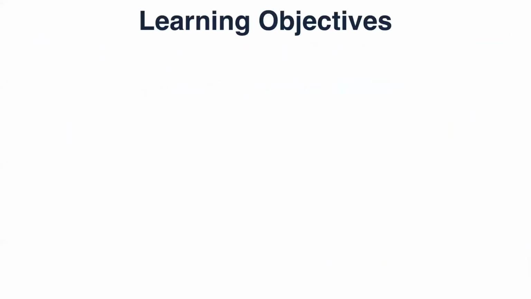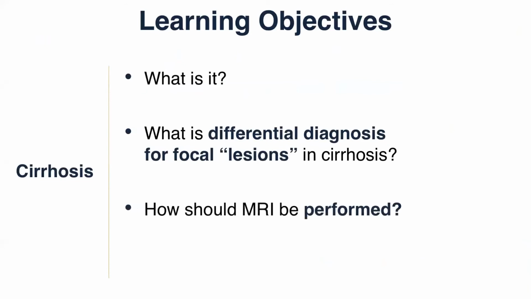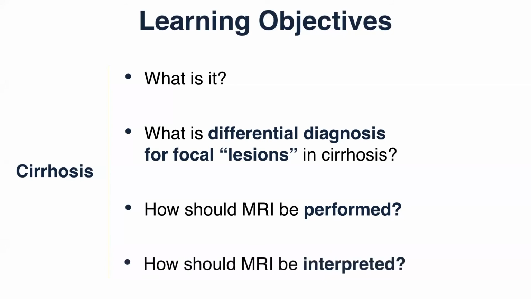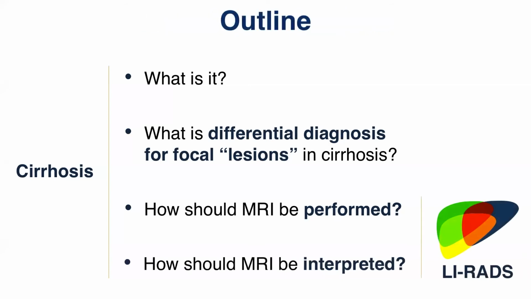So the learning objectives for this last lecture are to focus in on patients with cirrhosis and ask ourselves, what is cirrhosis? Ask ourselves, what is the differential diagnosis for focal lesions in cirrhosis? We touched upon that in the last lecture. Now this lecture is a little bit MRI focused, so a little bit on how MRI should be performed in the setting of cirrhosis, and how MRI should be interpreted. And for these last two things, how it should be performed and interpreted, I'll review the LI-RADS approach. So those are my objectives.